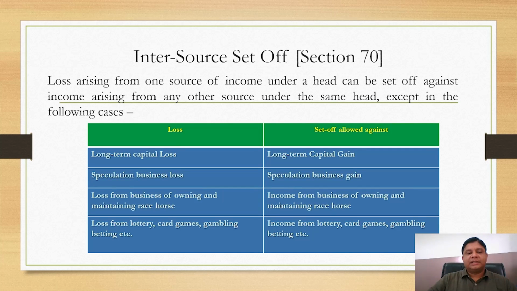It means this chart shows that long-term capital gain and long-term capital loss are both adjusted within the source. Similarly, speculation loss will be adjusted with the speculation gain. Loss from business of maintaining racehorses is set off against income from business of owning and maintaining racehorses. Loss from lottery, card games, gambling, etc. is only set off against income from lottery, card games, gambling, etc.